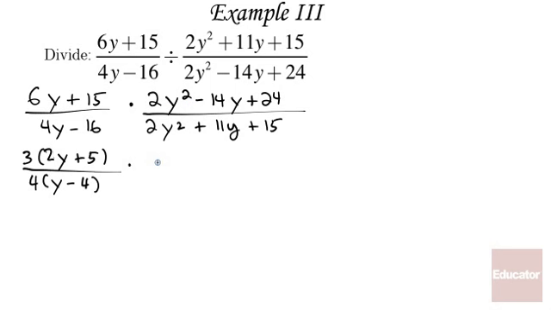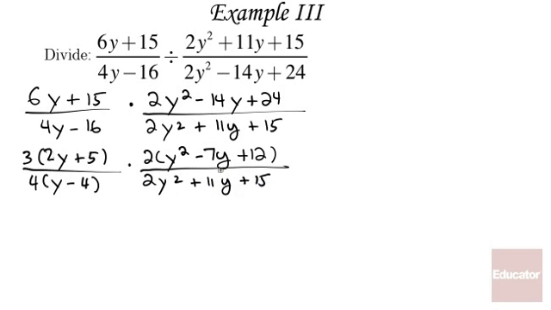In this trinomial, I do have a common factor of 2, leaving behind y squared minus 7y plus 12. In the denominator, I do not have a common factor, so I'm going to leave that as it is. Okay, this first expression is already factored out, so I'm going to rewrite that just as I had it. The numerator needs to be factored here, as does the denominator.